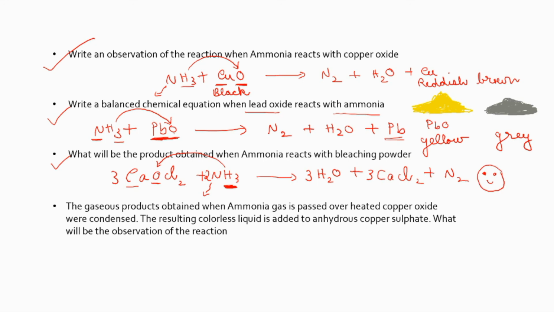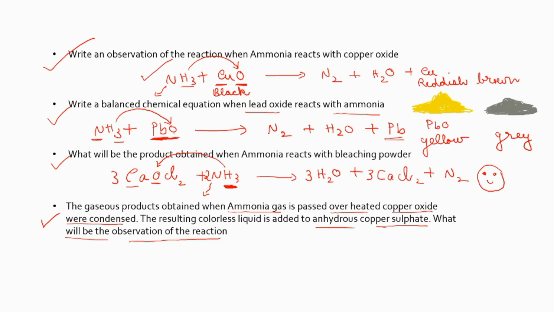Got it, no? Yes. Now see this one. The last question. The gaseous products obtained when ammonia gas is passed over heated copper oxide were condensed. Now, the resulting colorless liquid is added to anhydrous copper sulfate. What will be the observation of the reaction? So, like that you can just memorize. See, here only we have written it.